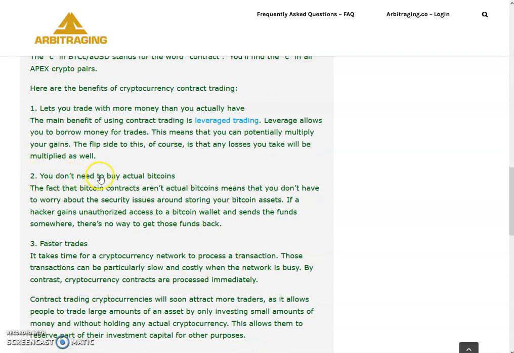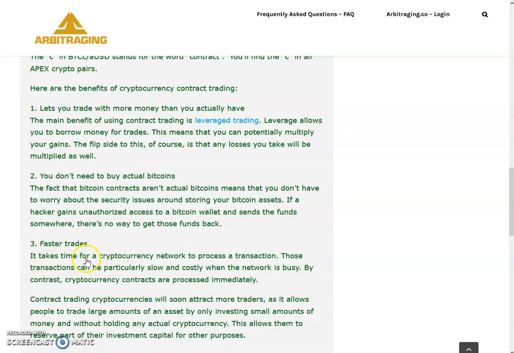Now point two is you don't need to buy the actual Bitcoins, which I already told you in the above section, that you are not buying the actual Bitcoins which you have to save in your wallets or something like that. You are only buying the contract, and it will save you from hackers gaining account access to your Bitcoin and stealing your funds. You don't have to save it somewhere. It's just a contract. So this means you are safer doing contract trading instead of original Bitcoin and Ethereum trading.